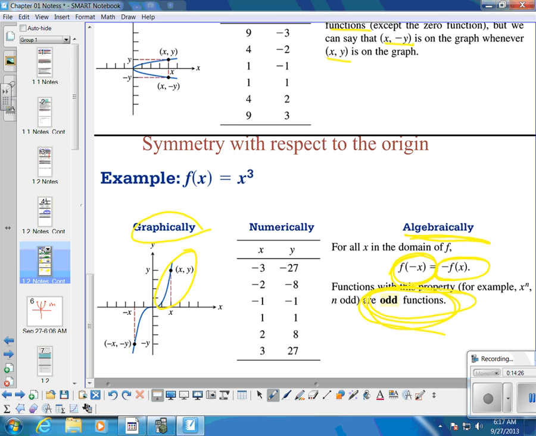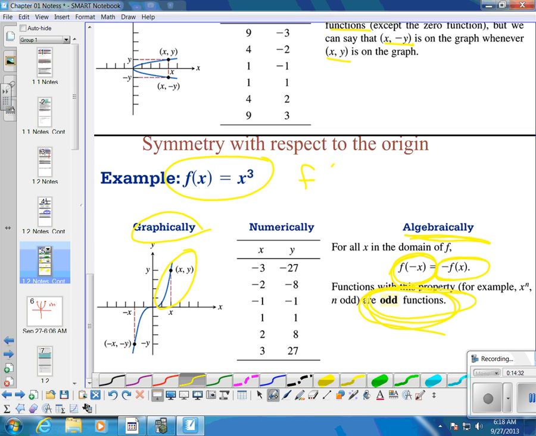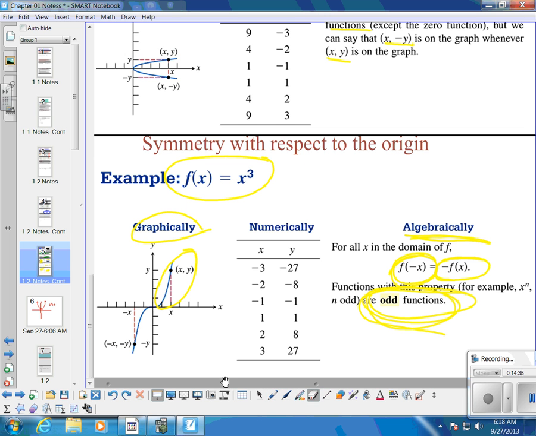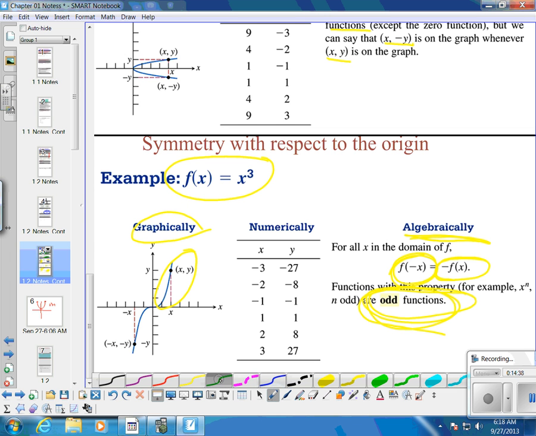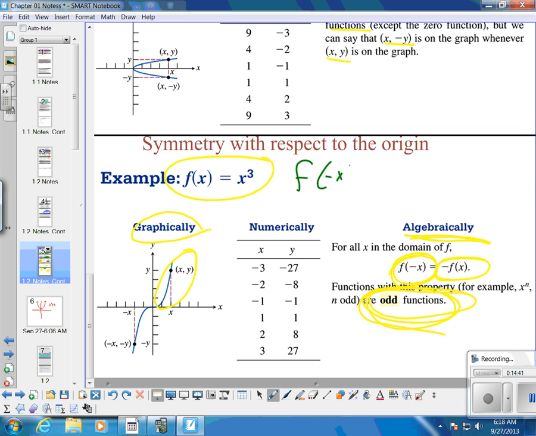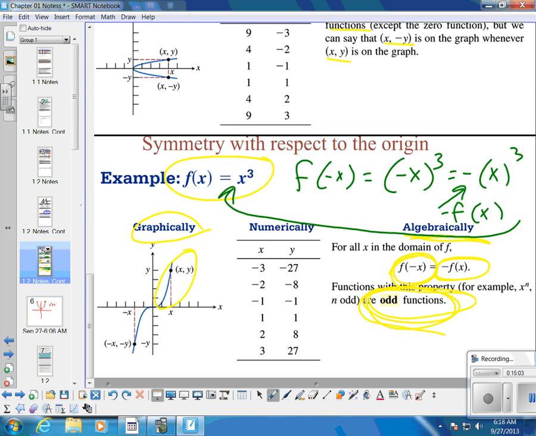Algebraically, if this is f of x right here, then f of negative x would be negative x cubed. Well, that's the same anytime that you take an odd power. Anytime you take a negative number to an odd power, you know the result is negative. And that is the opposite of what we started with back here. So that's algebraically showing that it would be an odd function.